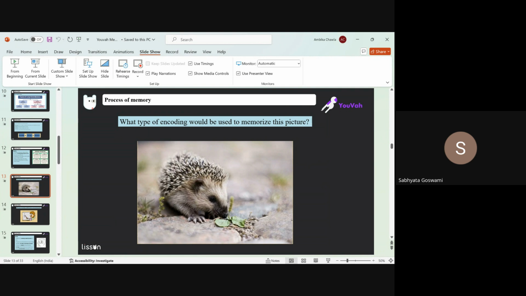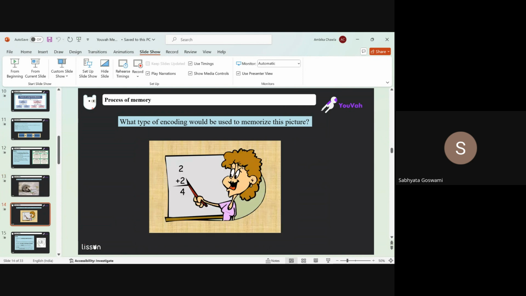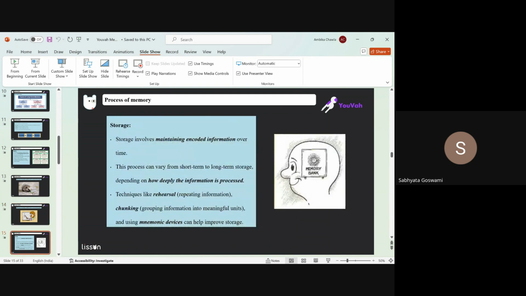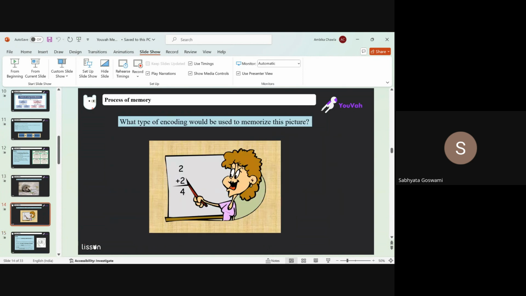What about the next one? What type of encoding would we use here? Can you move forward? Yes, Ashita. Semantic. Yes, exactly. So here we'll use semantic encoding because addition is happening in this picture. Yes, Vachi. Yeah, I was about to say semantic. Right. And since addition is a concept, that is why we will include it in semantic encoding.